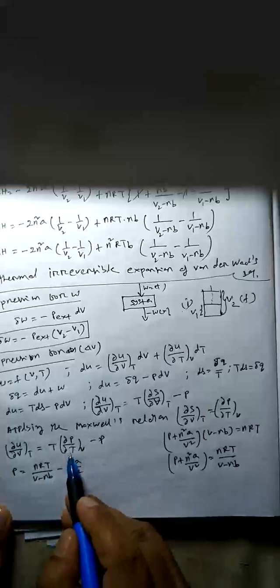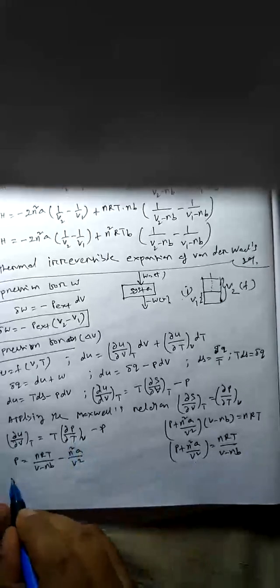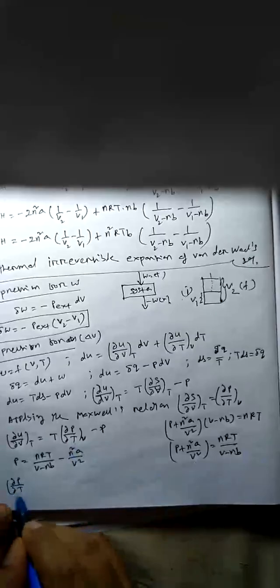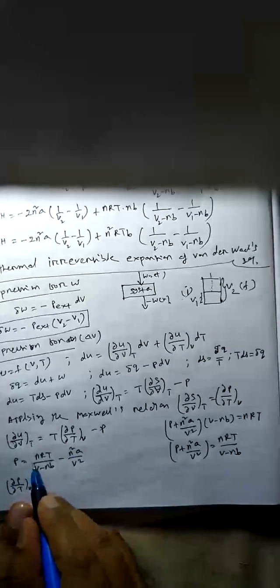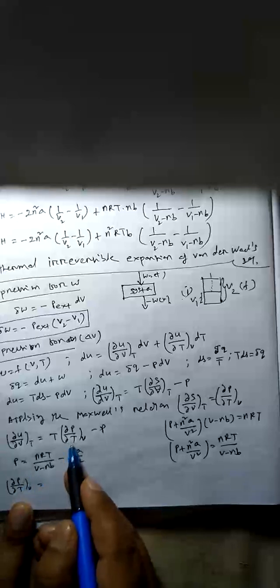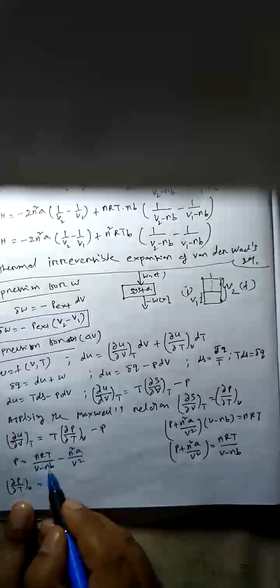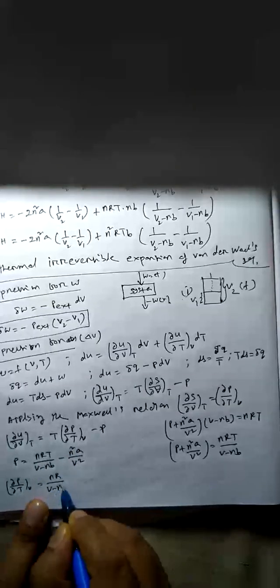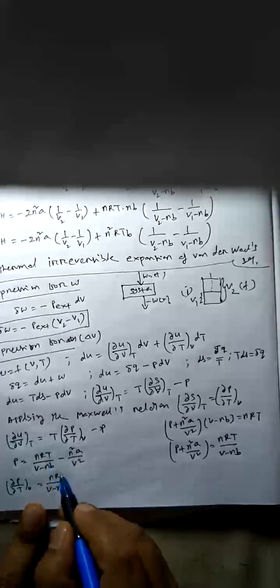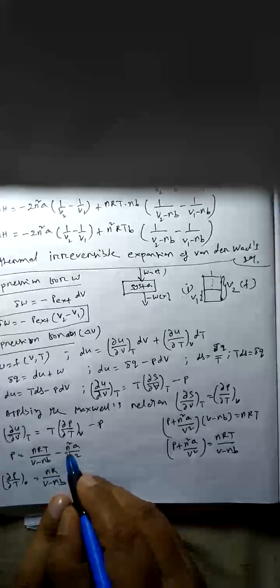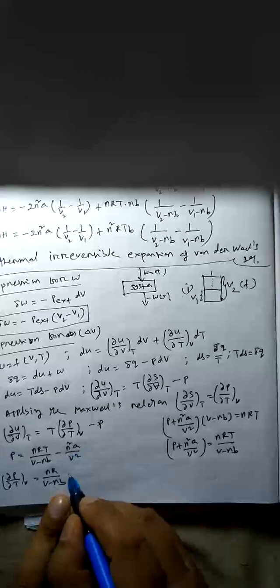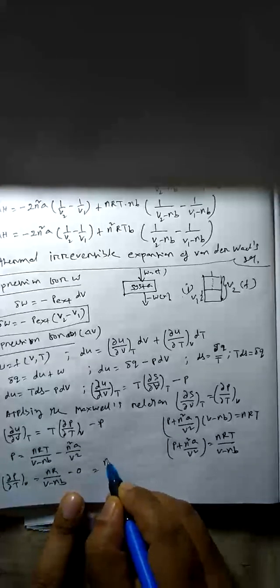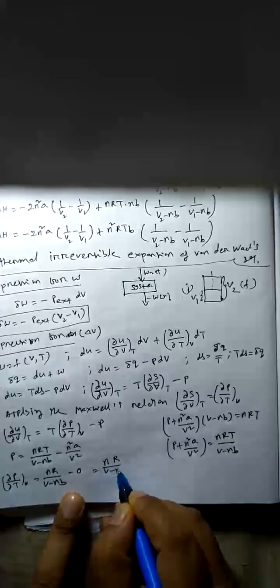Here we have written dou P by dou T at constant volume. Dou P by dou T, what is the value? Now dou P by dou T at constant volume, you differentiate with T. N is constant, R is constant, V is constant, nb is constant. So it is nR by V minus nb, dou T by dou T is 1. Here n is constant, a is constant, V is constant, all are constant, so it is 0. That means it is equal to nR by V minus nb.